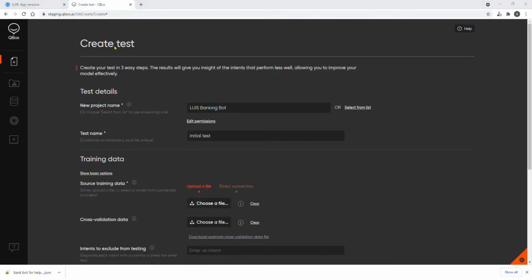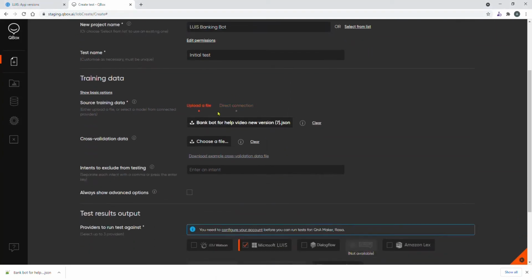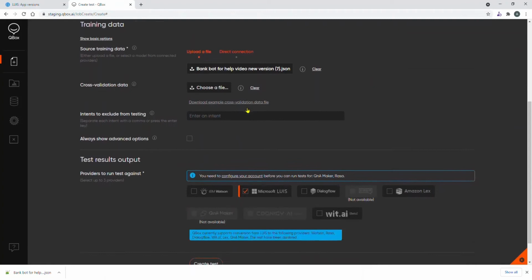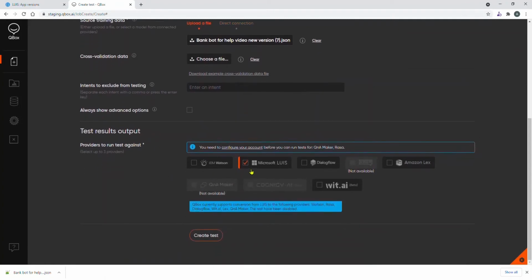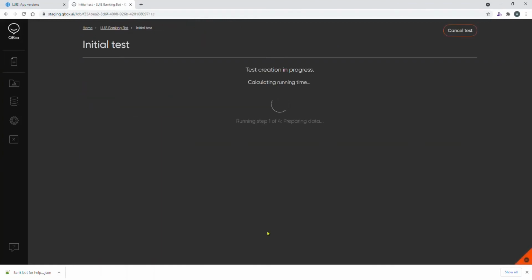If you do have a direct connection already set up to your NLP provider, you can actually use that facility there. And then all I need to do is check to make sure it's running on LUIS, which it is. chatbots knows because I've downloaded a LUIS file that it's running through LUIS. And then I just need to click on Create Test. chatbots will tell me how long this test will take, and I can cancel the test at any time by clicking here.